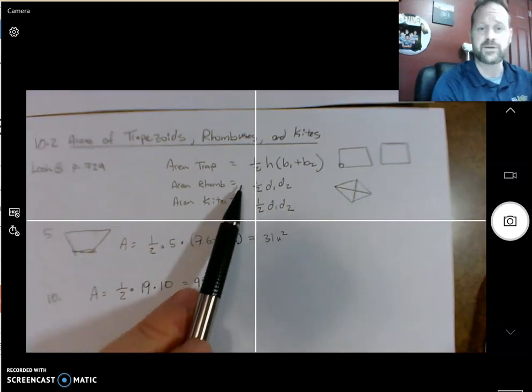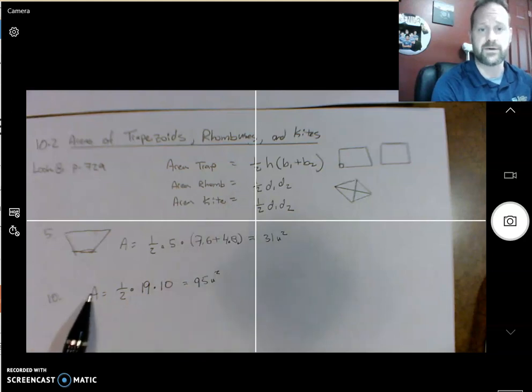No algebra needed to be done. Solve for the variable: A is already solved, that's what we're looking for. So I just plug in the values.